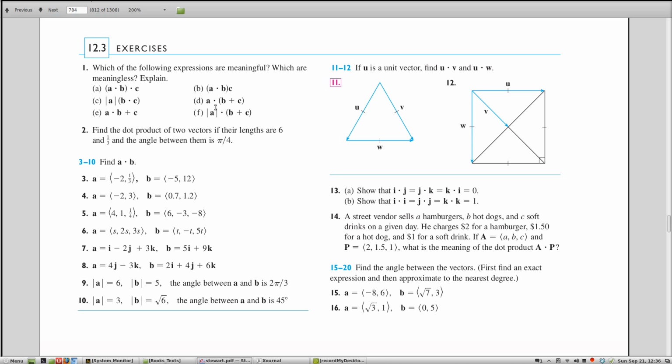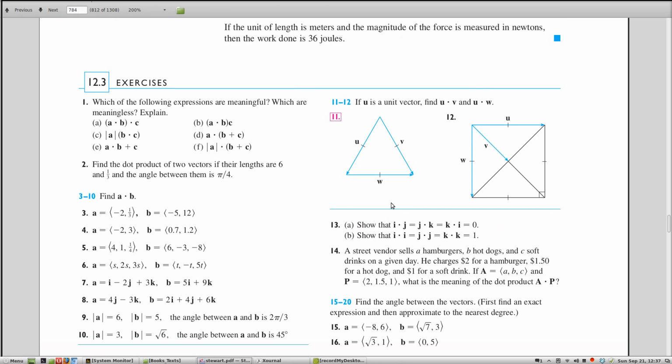This D is meaningful also, and you should know that dot product distributes over plus in a nice way, just like multiplication does. So this is the same thing as A dot B plus A dot C, which is a number. F is meaningless because the magnitude of A is a number, and so you can't dot a number with anything.